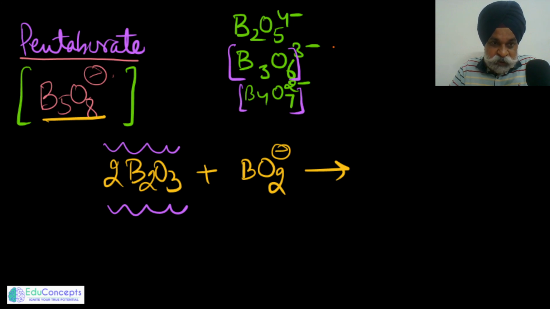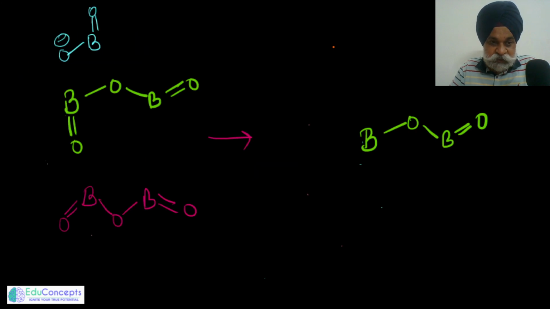For this particular one, B5O8, we want to make its structure. How does it look? It would look something like this. Just try to remain with me. If I attack onto this one, and in the process take this here, and if I do so and take it this way.